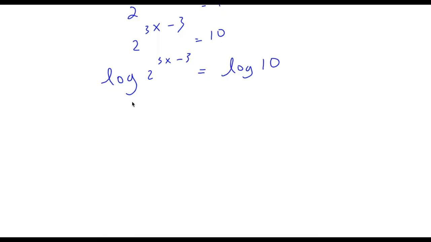Now, an important property of logarithms is that, let's say we have something in the form log a to the power of b, right? Well, we can actually move our exponent b here to the front of the logarithm. So this would be equal to b times log a.